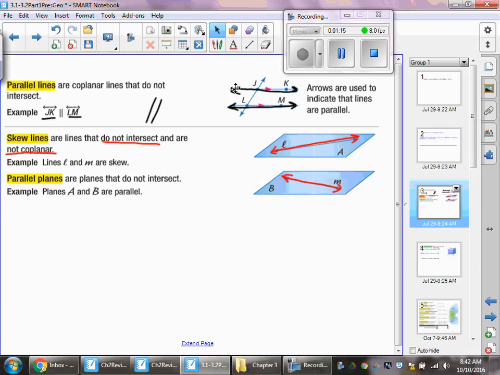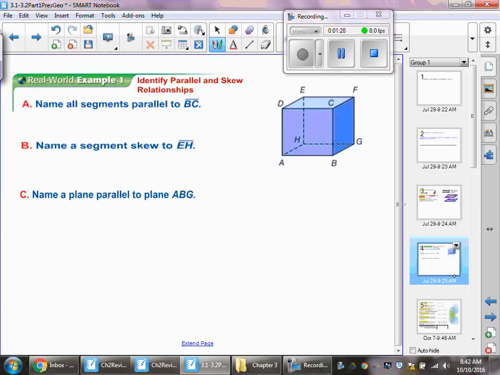Parallel planes are planes that do not intersect. An example would be plane A and plane B. A real life example would be the floor and the ceiling. Those are parallel planes. Now a couple examples: name all segments parallel to BC.